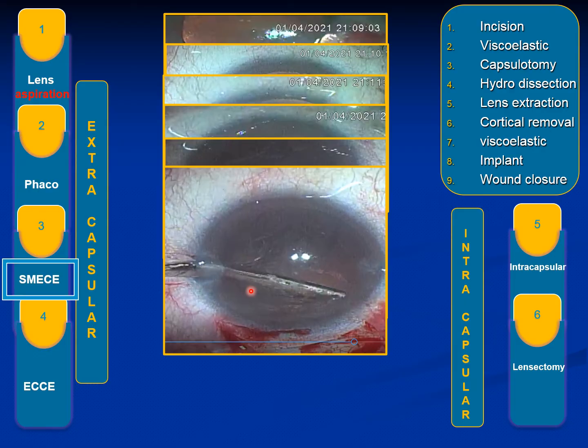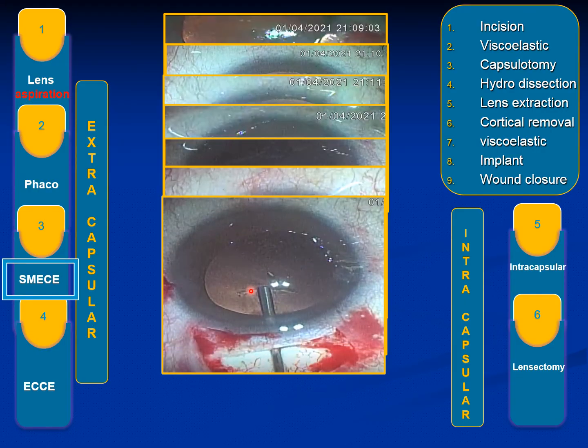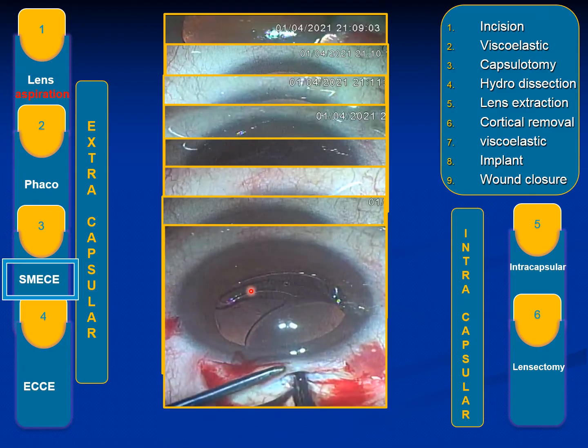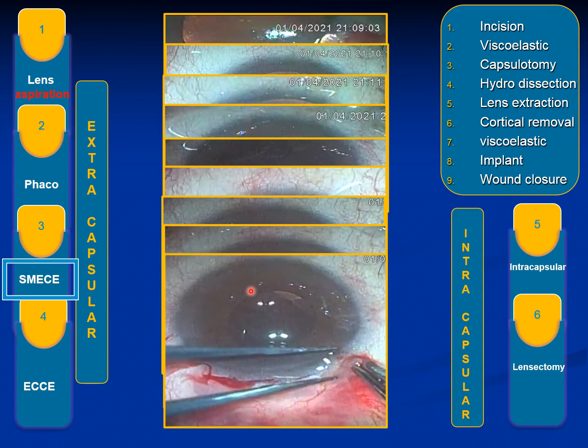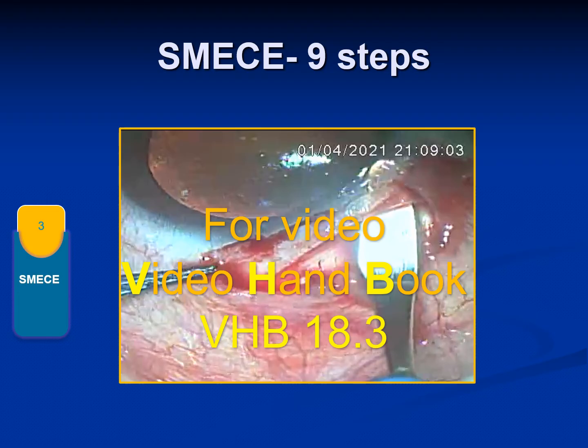Then is the cortical removal with the help of a Simcoe. Then again the viscoelastic injection to inflate the eye. Then the implant is going in, which is step 8, and the wound closure is not needed, only the conjunctiva is closed. For the video, you need to watch VHB 18.3.